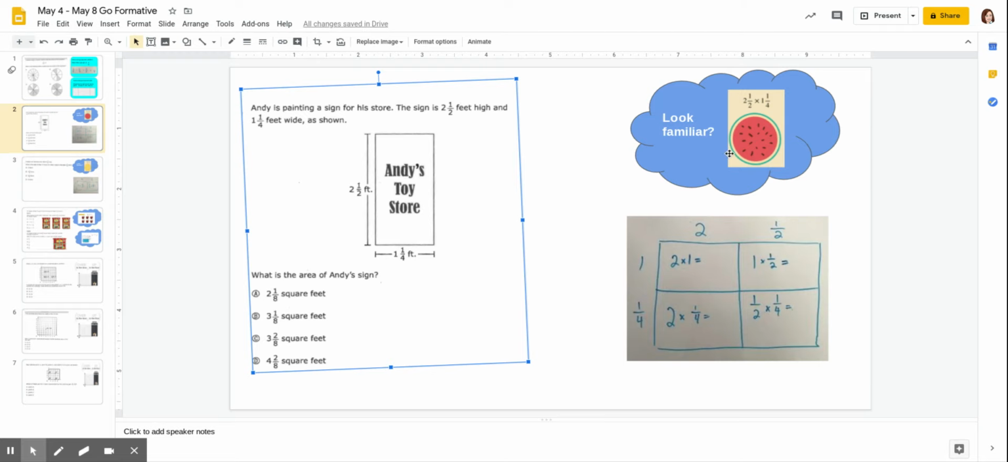And this problem should look very familiar to you because you actually solved it in the Google Slides earlier this week. You should have used an area model like this. So I wrote it out for you, 2 1/2, and then 1 1/4 down the side. In each of the smaller boxes, you're just multiplying. When you find your answers to your multiplication problems, you just have to add them all up to get the area.